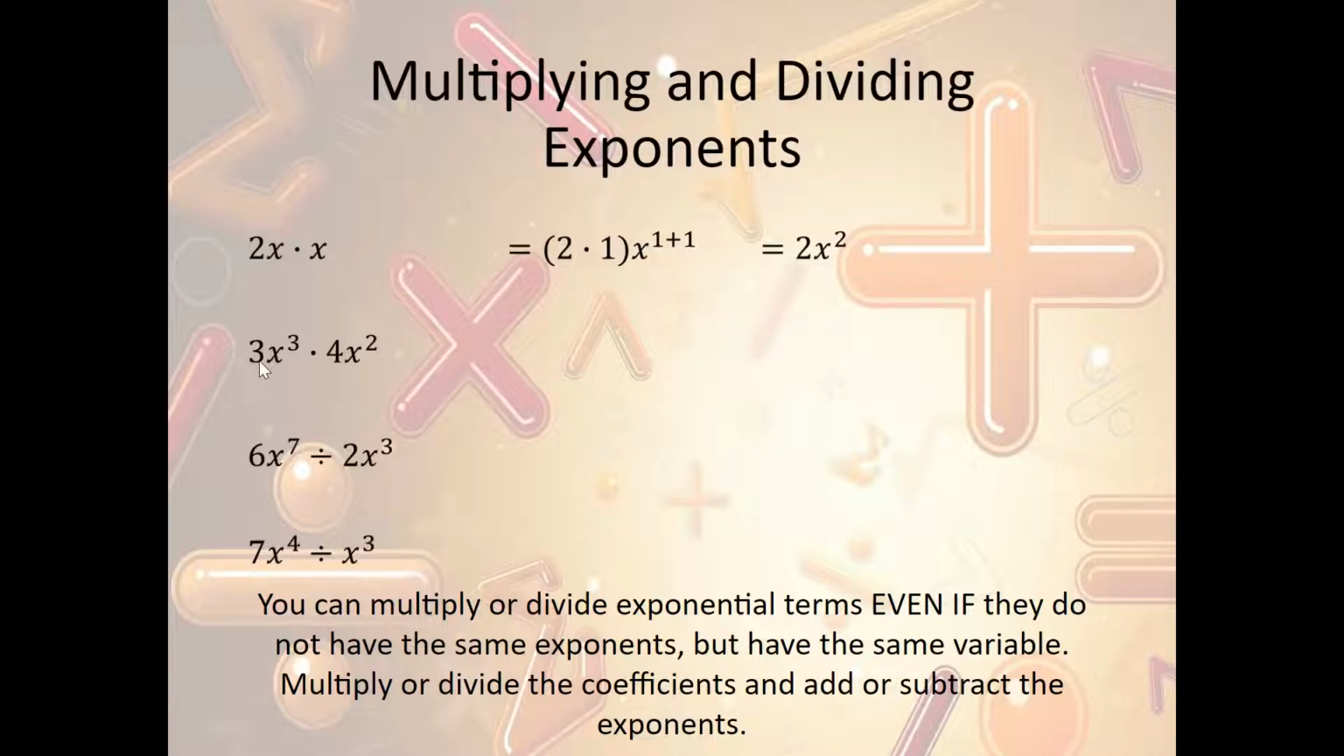So let's look at another example of multiplication. So we have 3x cubed times 4x squared. Now with this one, again, we're going to multiply the coefficients, so 3 times 4, and we're going to add the exponents, so 3 plus 2.